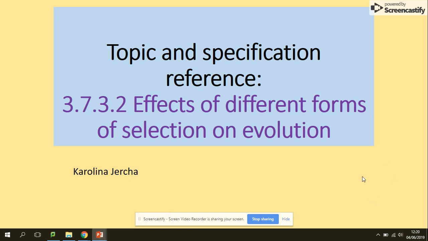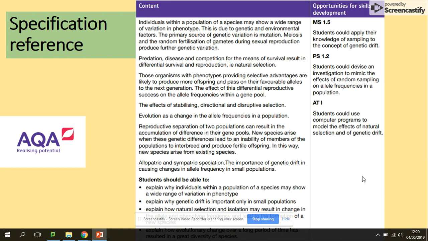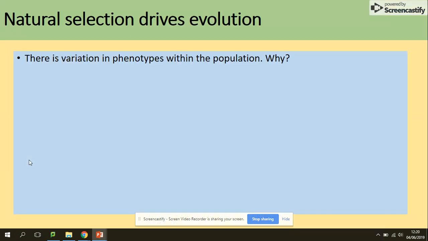Hi guys, welcome to the effects of different forms of selection on evolution. In terms of the specification, we will be looking at the effects of stabilizing, directional, and disruptive selection. So how does it all start?